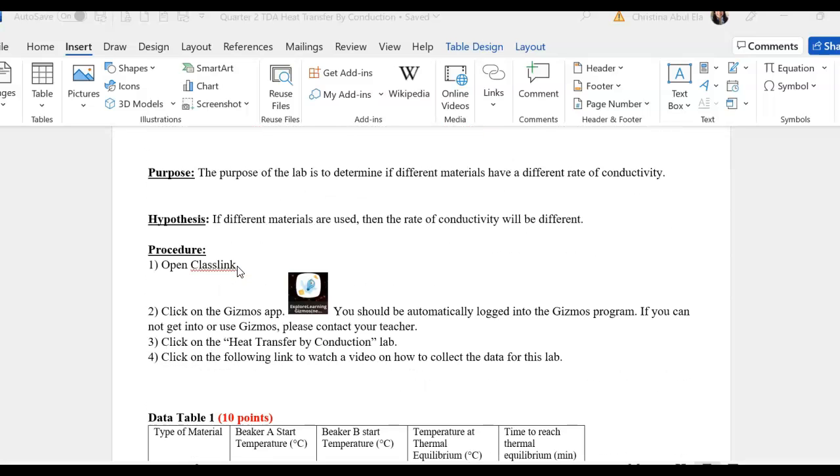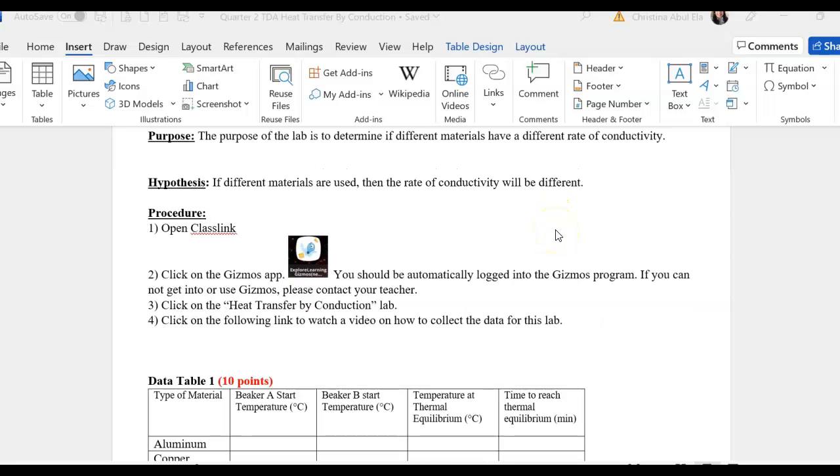And then we get to the purpose of the lab, which is to determine if different materials have different rates of conductivity. Our hypothesis: if different materials are used, then the rate of conductivity will be different. And we are also collecting our data in Gizmos again. So to get to Gizmos, you're going to open ClassLink, click on your Gizmos app, and this time the lab is called Heat Transfer by Conduction.